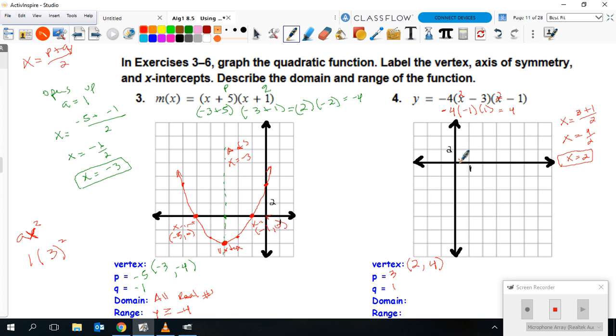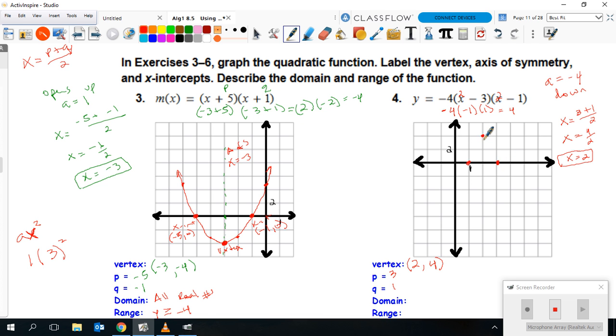So again, the x-axis by 1s, y-axis by 2s. So 2 and then 4 is up. We know this one, the A number, is -4, so it's opening down. It's going down from here. Where are our x-intercepts? They're at 3 and 1. So there's one at 1, there, and one at 3, right there.